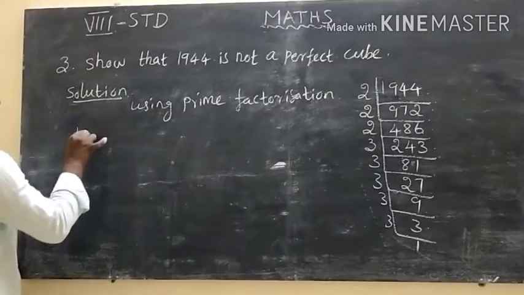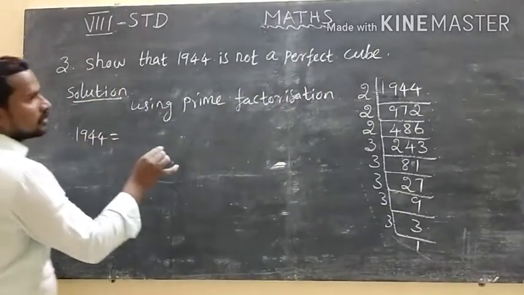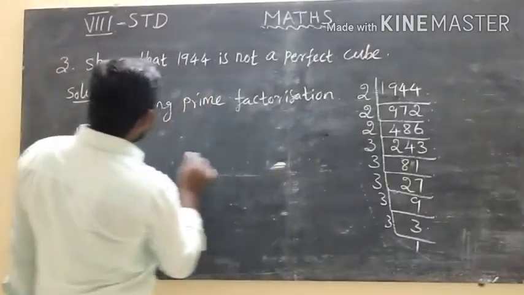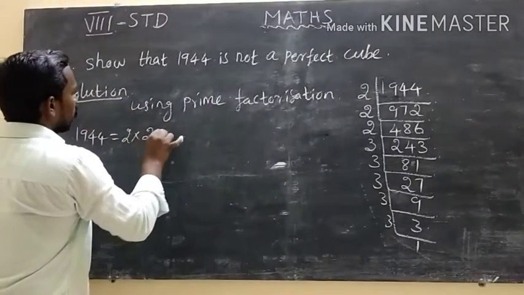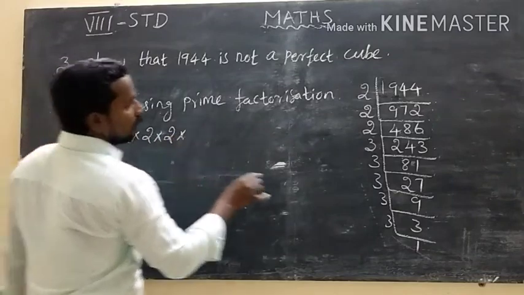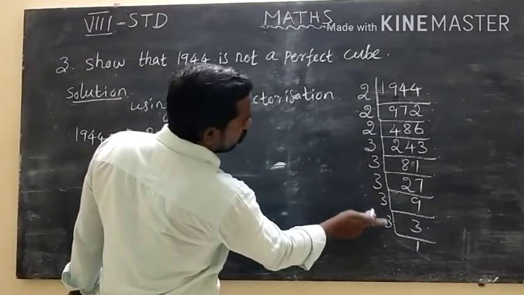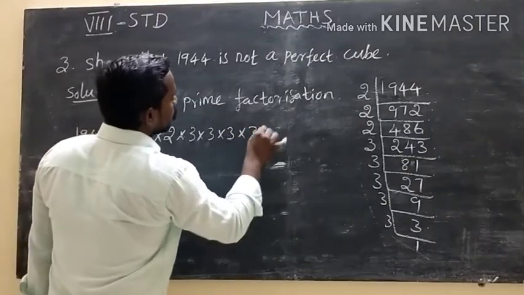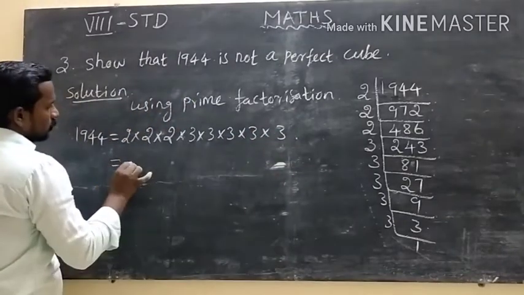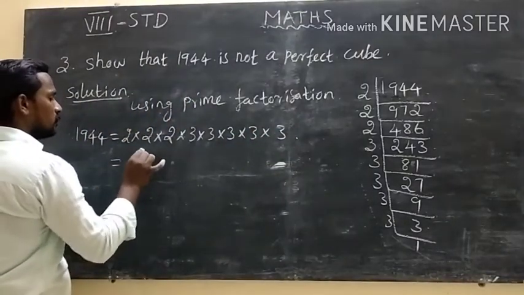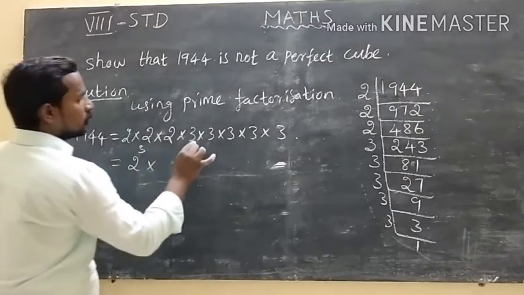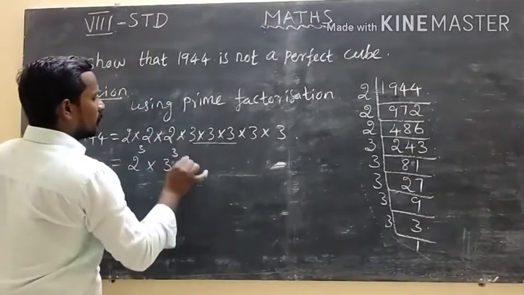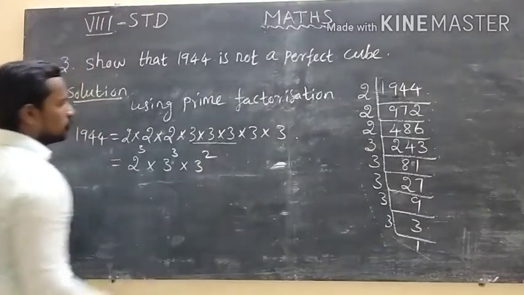Therefore 1944 can be written as 2 three times, into 3 five times. So this can be written as 2 power 3 into 3 power 5, that is 3 power 3 into 3 power 2.